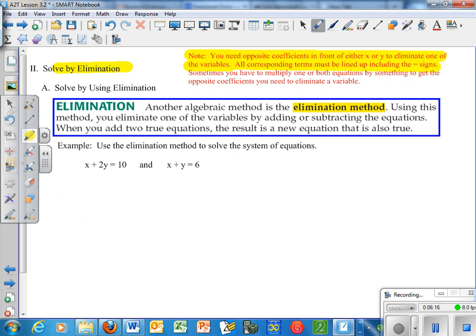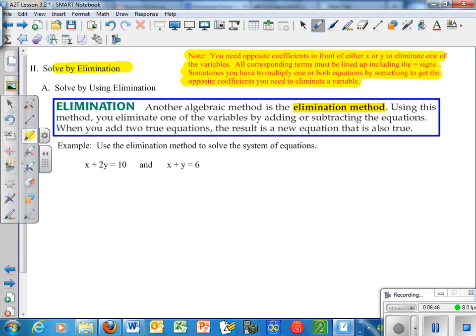What I'm talking about there is from the separate equations in columns. Sometimes, and actually many times, you will have to multiply one or both equations by something to get the opposite coefficients you need in front of either x or y. Now, what do I mean by opposite coefficients? Like 5 and negative 5, 10 and negative 10. Okay, they have to be opposite signs in front of the x terms or the y terms on the two different equations. And we'll do a few examples here.